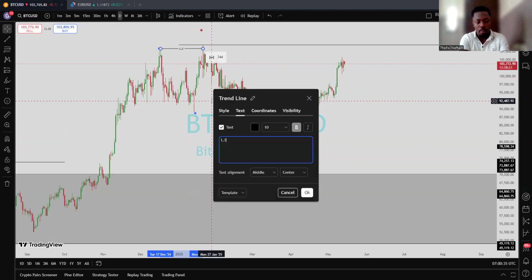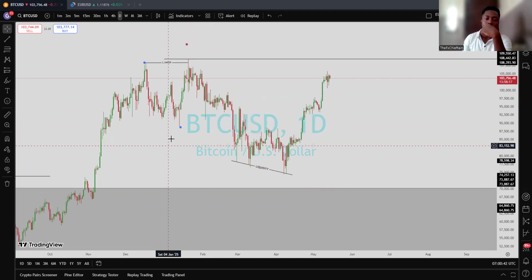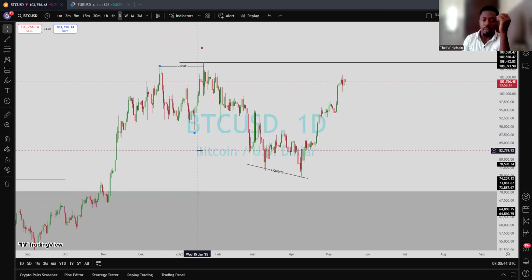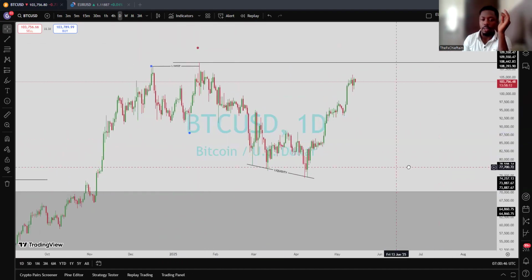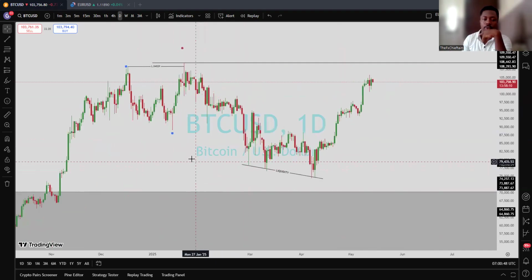L sweep, right? Liquidity sweep. We're going to use that. Just to note, you understand? You just want to note, you want to be able to tell. Don't want to get confused anymore.